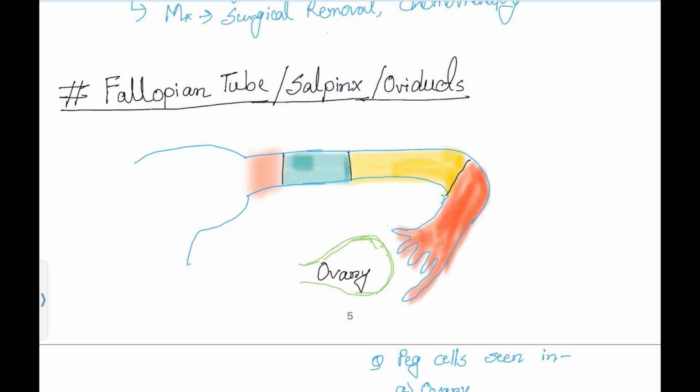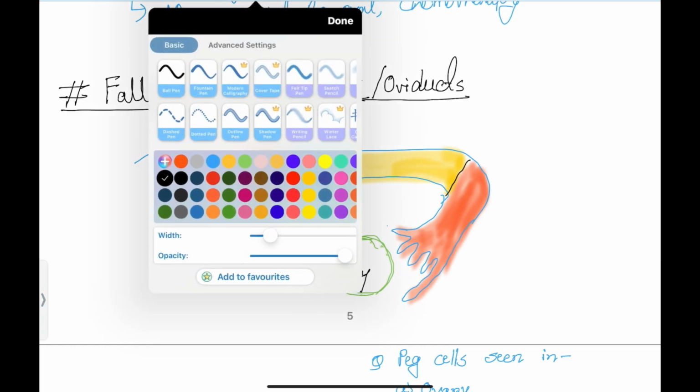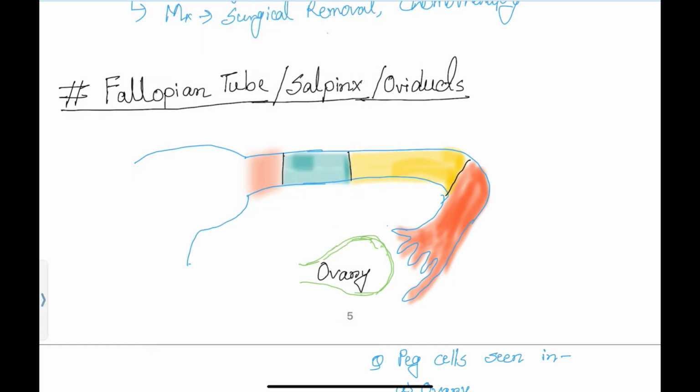Now the fallopian tube has various names. We can call it the fallopian tube or salpinx, or oviduct, or uterine tube, as it is attached to the uterus. So various names are there: fallopian tubes, salpinx, oviducts and uterine tubes. This long tube-like structure is called your fallopian tube.